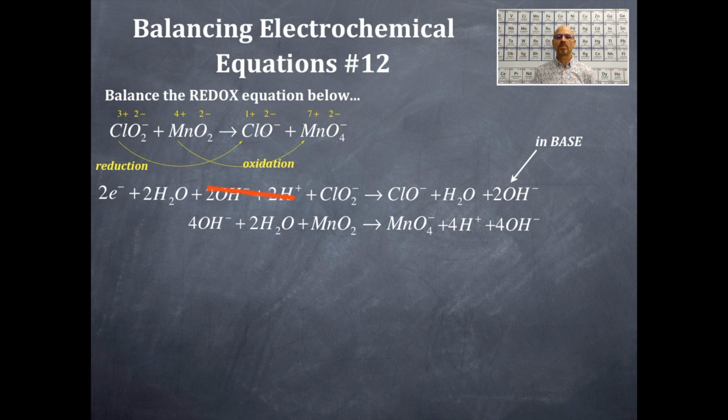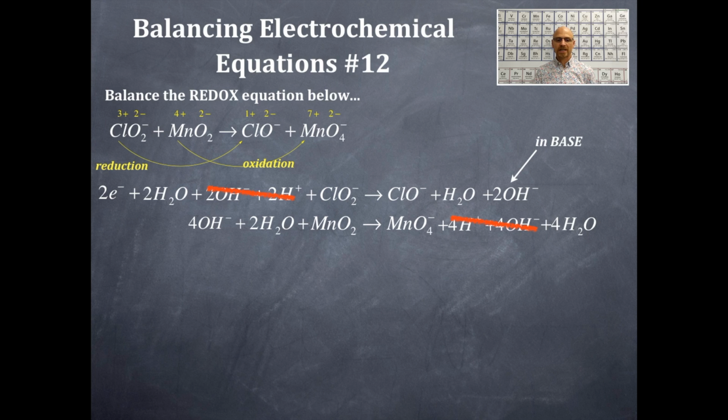I'm also going to combine every hydrogen ion with every hydroxide ion, and that will give me, crossing out the hydrogens and the hydroxides. And since there are 4 of each, I will have 4 water molecules. Now I need to balance this for charge.